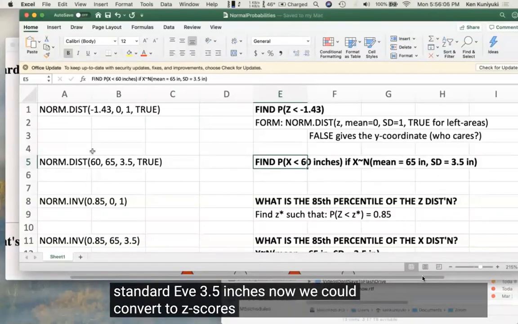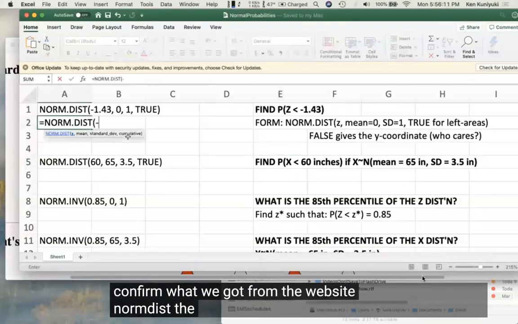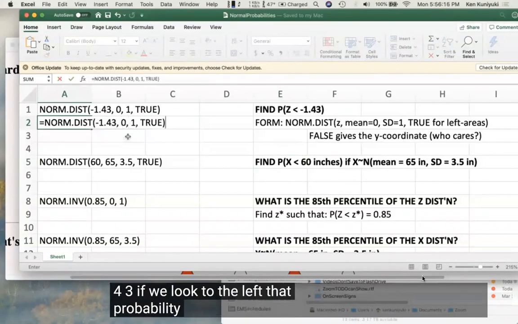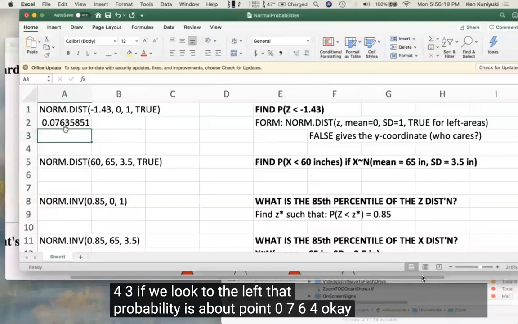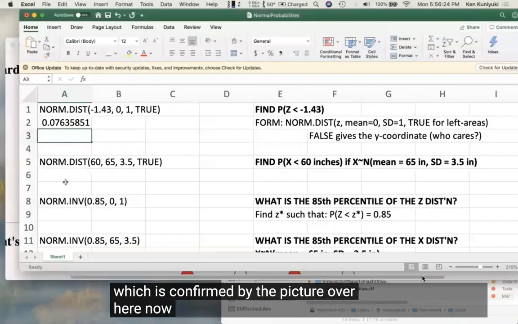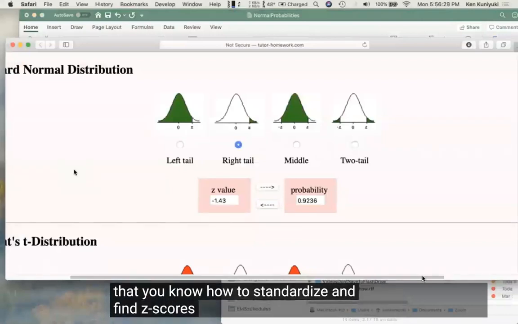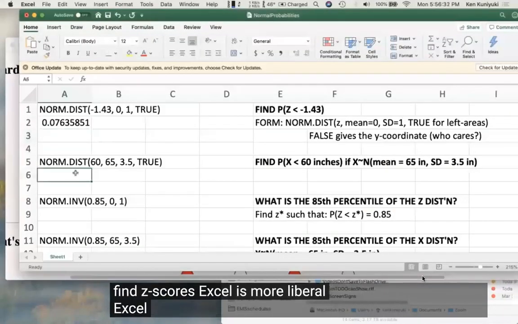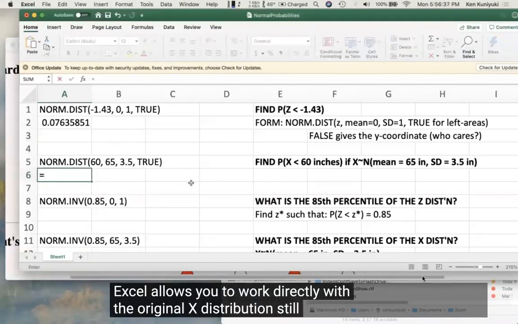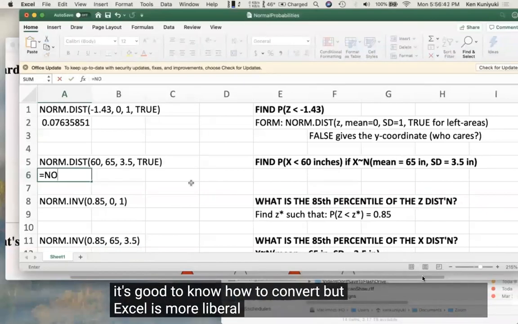Now we could convert to Z-scores, and then this will confirm what we got from the website, norm.dist. The Z-score of negative 1.43, if we look to the left, that probability is about 0.0764, which is confirmed by the picture over here. Now, the tutorhomework.com website assumes that you know how to standardize and find Z-scores. Excel is more liberal. Excel allows you to work directly with the original X distribution. Still, it's good to know how to convert, folks. But Excel is more liberal.